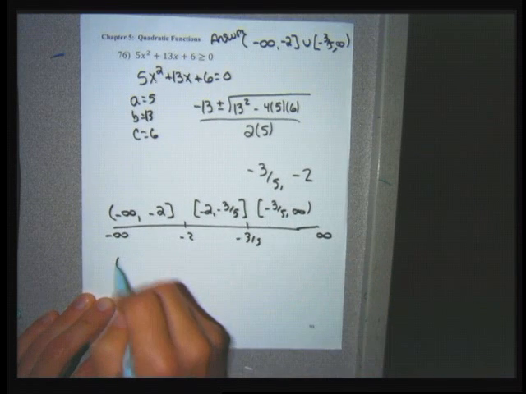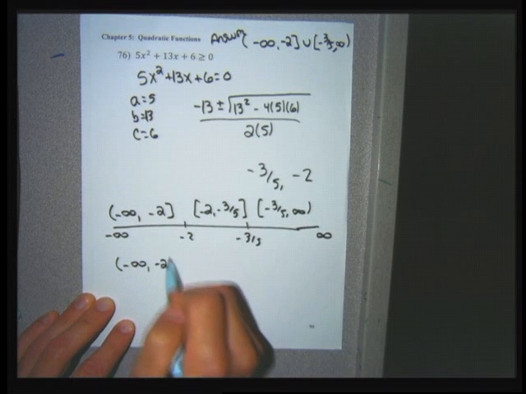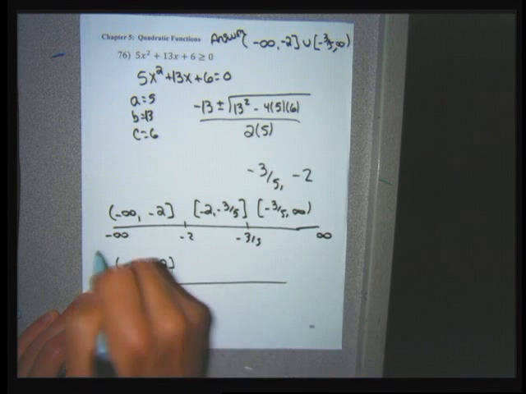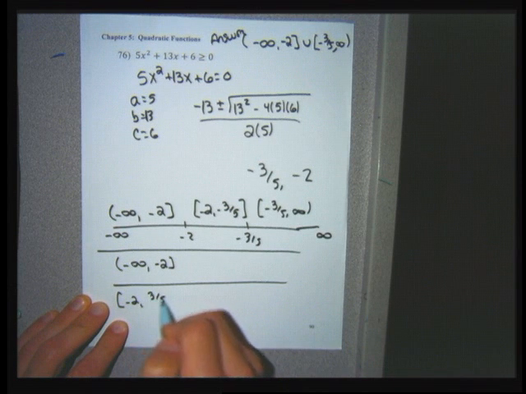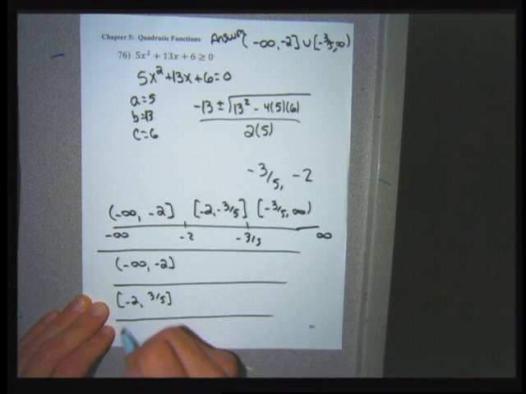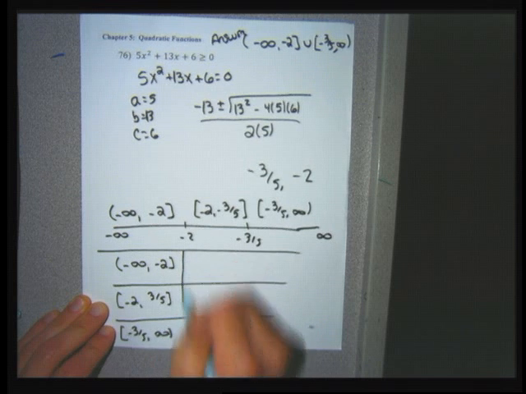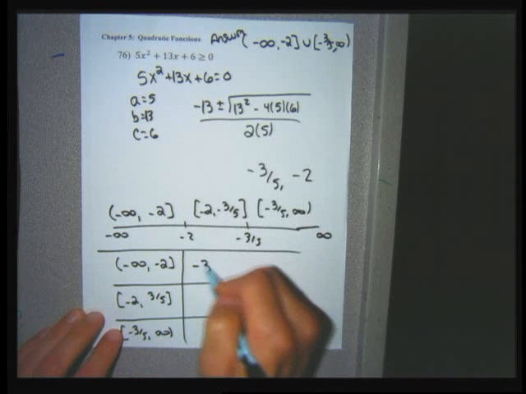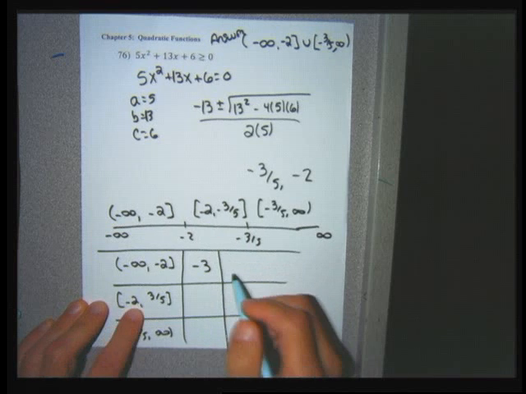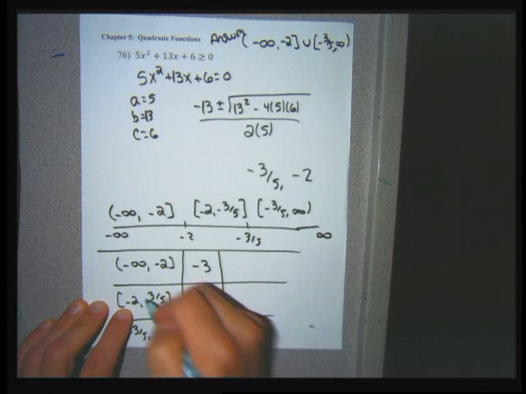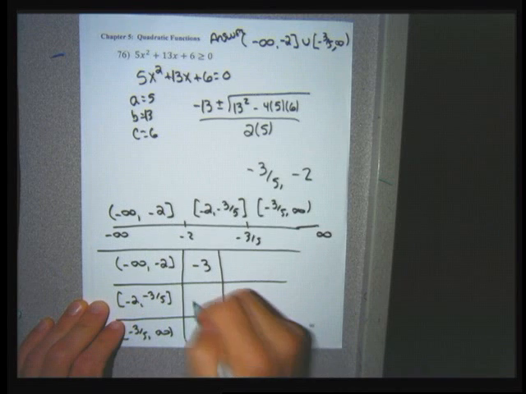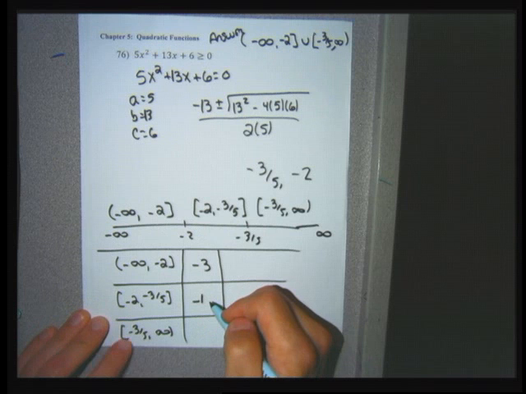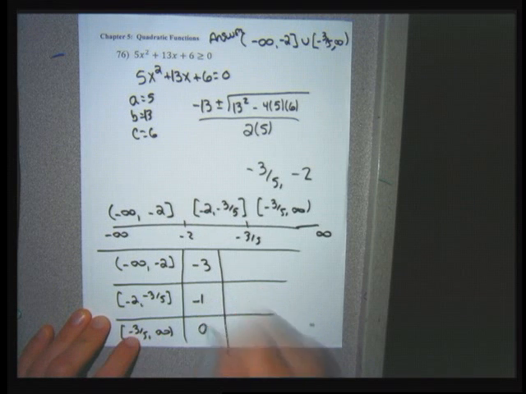If I'm doing my table, I have to be a little bit precise about what I check, I guess. The top interval, I'm going to check -3. The middle interval goes from -2 to -3/5. The only nice number between those is -1. And the bottom one goes from -3/5 to positive infinity. That's where the 0 lives.